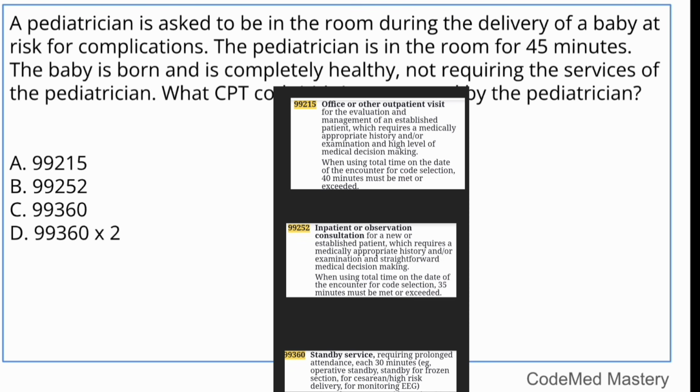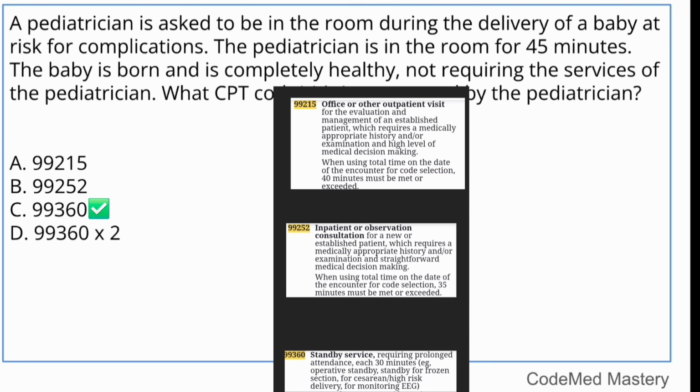A pediatrician is asked to be in the room during the delivery of a baby at risk for complications. The pediatrician is in the room for 45 minutes. The baby is born and is completely healthy, not requiring the services of the pediatrician. What CPT code is reported by the pediatrician? So, what do you think is the right answer? The right answer is option C, 99360.